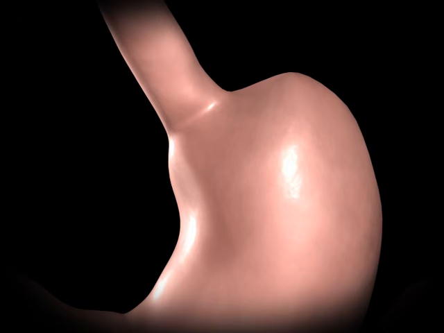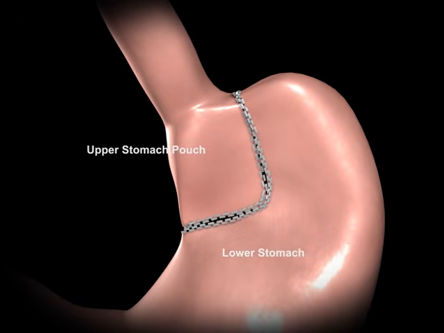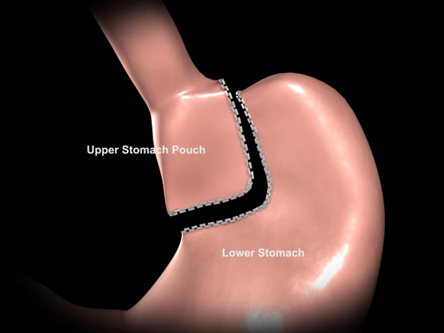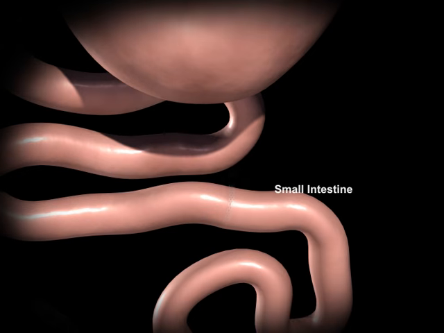A small stomach pouch is created using a stapling device. This smaller stomach pouch restricts the amount of food that can be eaten before feeling full. The small intestine is separated into two sections.